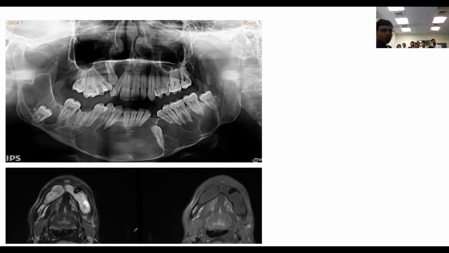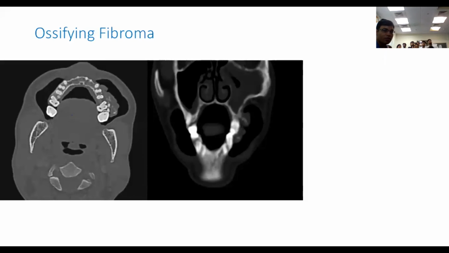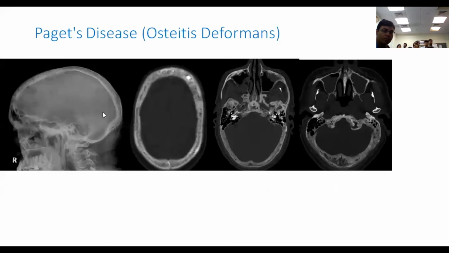This is cherubism. Then you can have ossifying fibroma. It is more fibrous because the ossified component is very small. In most of them, it is the soft tissue, the fibrous component, that is there. So this is the ossifying fibroma. This is Paget's, or it is metastasis. Metastasis can also be osteosclerotic.